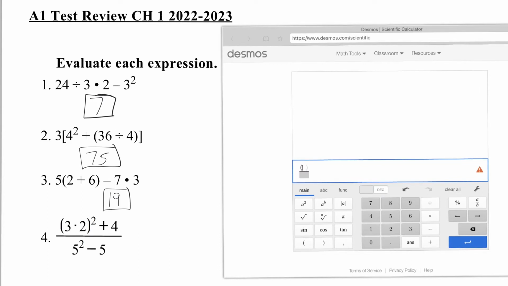So you multiply parentheses, 3 times 2, close parentheses with the square, and then you guys add 4. You click on the bottom of the fraction and then you guys input the 5 squared minus the 5 and the answer is positive 2. So number 4 is 2.